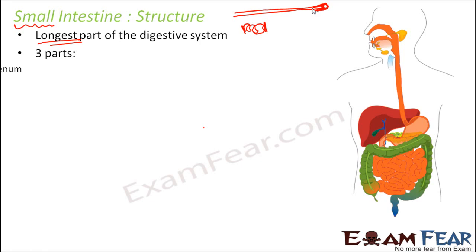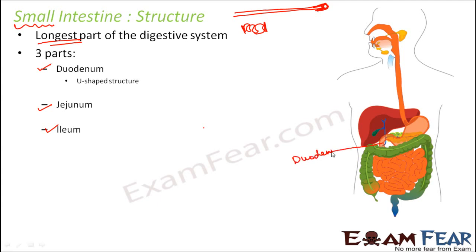Small intestine is divided into three parts, that is duodenum, jejunum and ileum. So these are the three parts of the small intestine. Let us quickly see each of these. Duodenum is a U-shaped structure. This portion is the duodenum, the first part of the small intestine. The food from the stomach reaches the duodenum. It is the shortest region of the small intestine, somewhere around maybe 10 inches in length. That is the length of the duodenum.